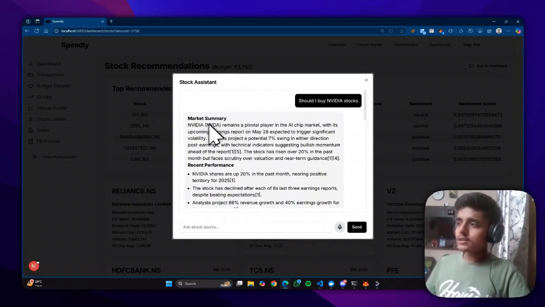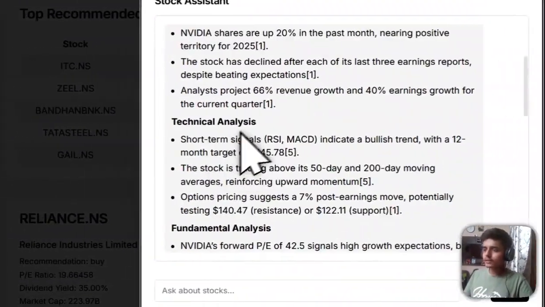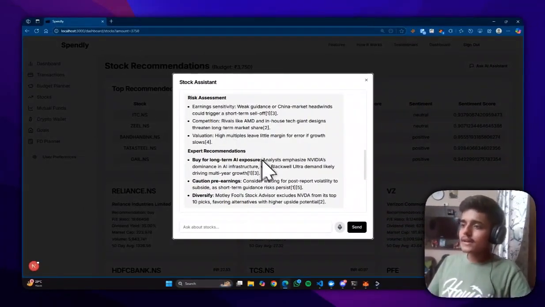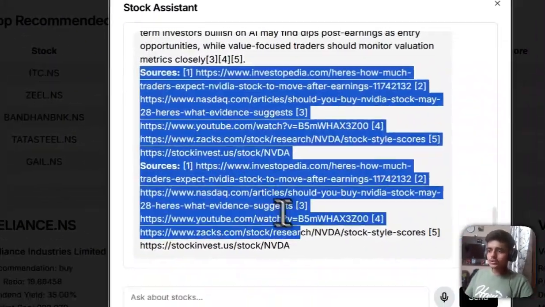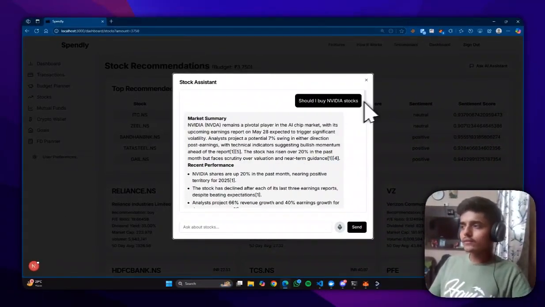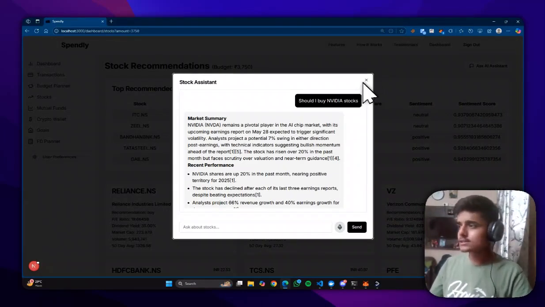As you can see, after providing the query to the LLM, it has given us the market summary of NVIDIA, recent performance of that stock, technical analysis, fundamental analysis, risk assessment, expert recommendations, and along with that, it has also provided us the sources, all the sources from where we have extracted the information. Here also we are using Perplexity's model.